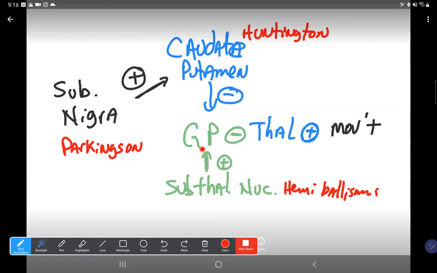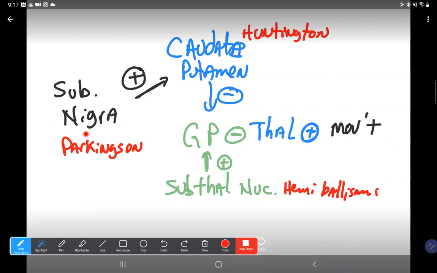Luckily, though, the thalamus has two friends, right? Caudate and putamen. And they inhibit the globus pallidus because they want movement. And if for whatever reason the caudate and putamen can't suppress the globus pallidus, they're going to get their big bad brother, the substantia nigra, and he's going to come in and stimulate them to further inhibit globus pallidus. Okay.